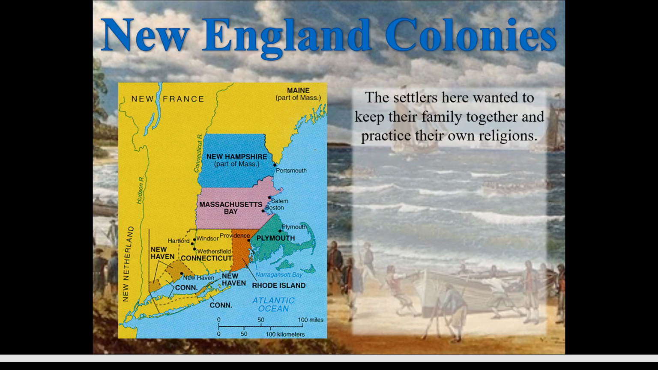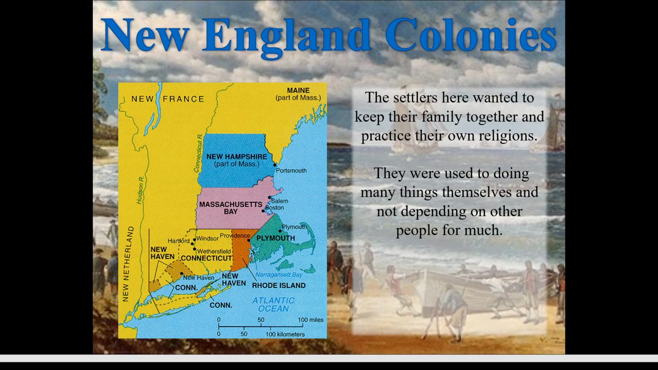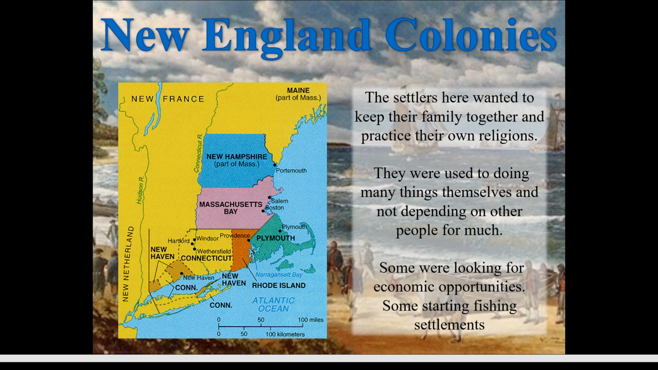So the New England colonies, the settlers here wanted to keep their families together and practice their own religions. They were used to doing many things themselves and not depending on other people for much. Some people were looking for economic opportunities, some starting fishing settlements. Okay?